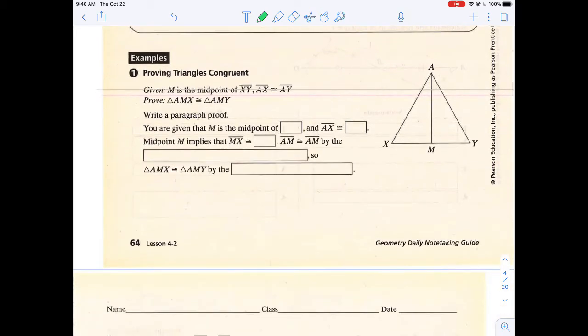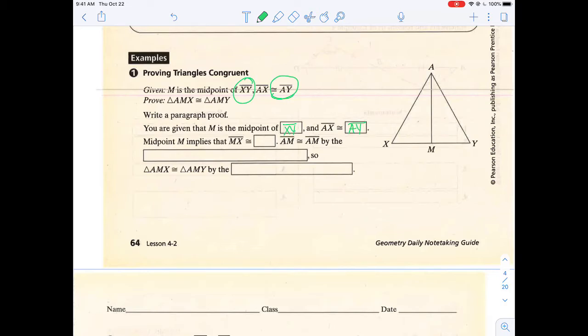Okay, let's look at some examples of how we would prove these things. Example 1 says proving triangles congruent. Given M is the midpoint of side XY, AX is congruent to side AY. Prove triangle AMX is congruent to triangle AMY. Okay, in this case we're writing a paragraph proof. It says you are given that M is the midpoint of XY, and that AX is congruent to AY, also given.